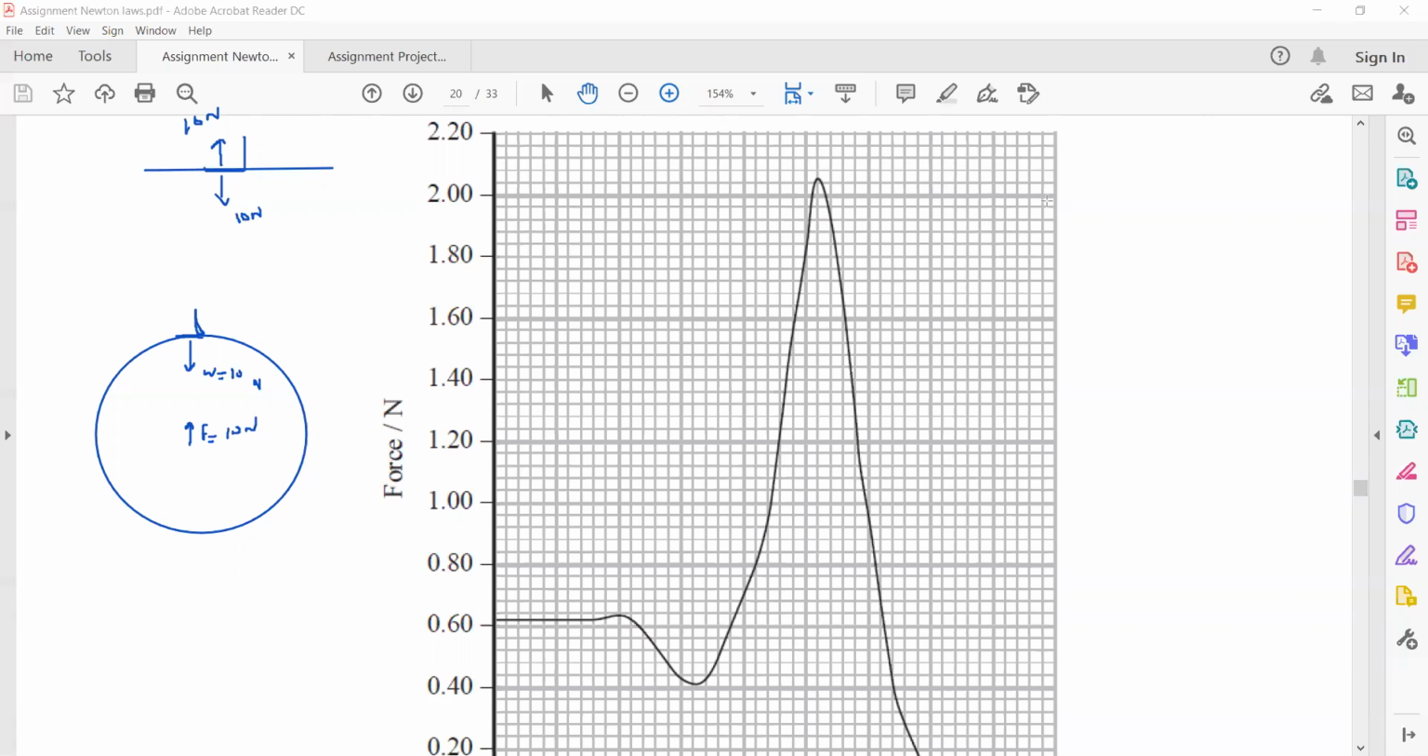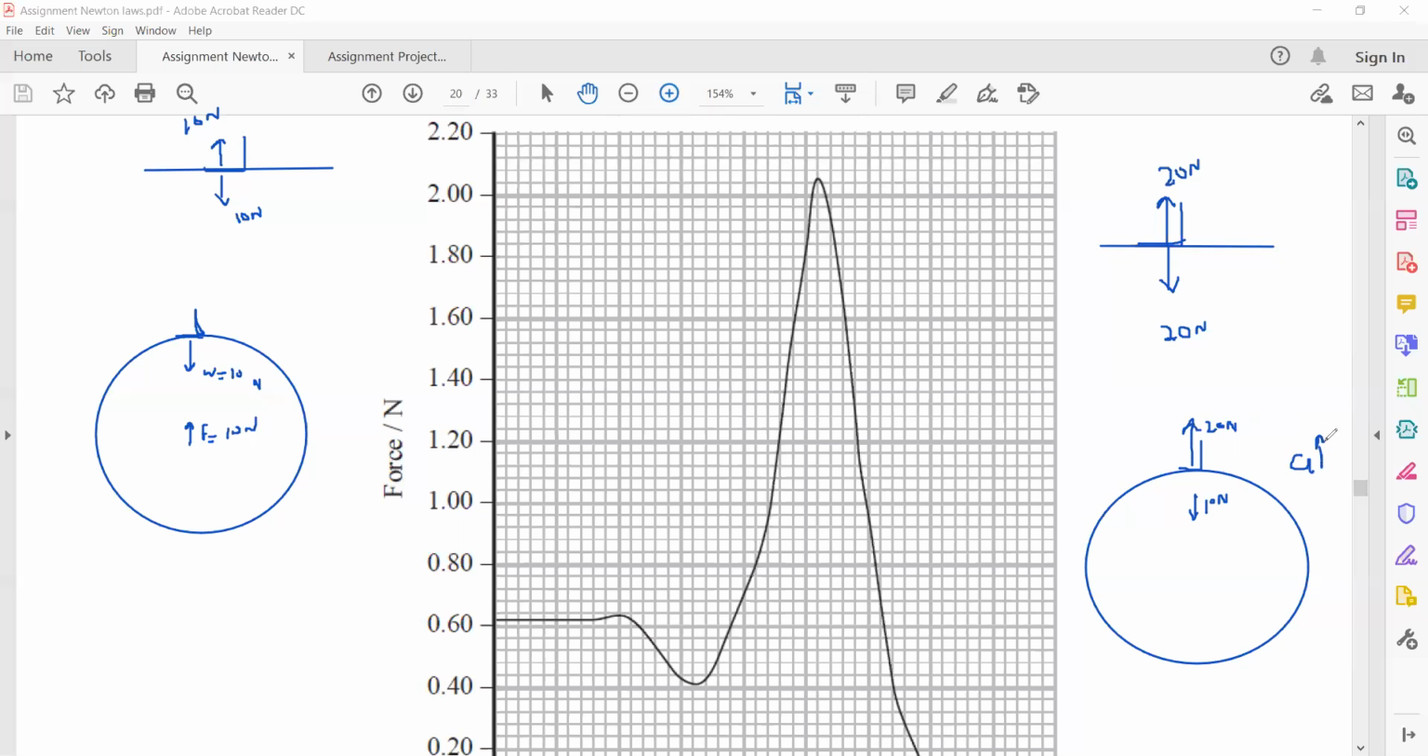But as the bird pushes the ground, what happens? More downward force. For example, the bird applies a force of 20 Newton. The ground will also apply a force of 20 Newton, but in the opposite direction. Now you can see the earth is pulling with a force of 10 Newton, but the ground is applying a force of 20 Newton. So what does it create? It creates a resultant force. That's why the bird will lift or accelerate upward.